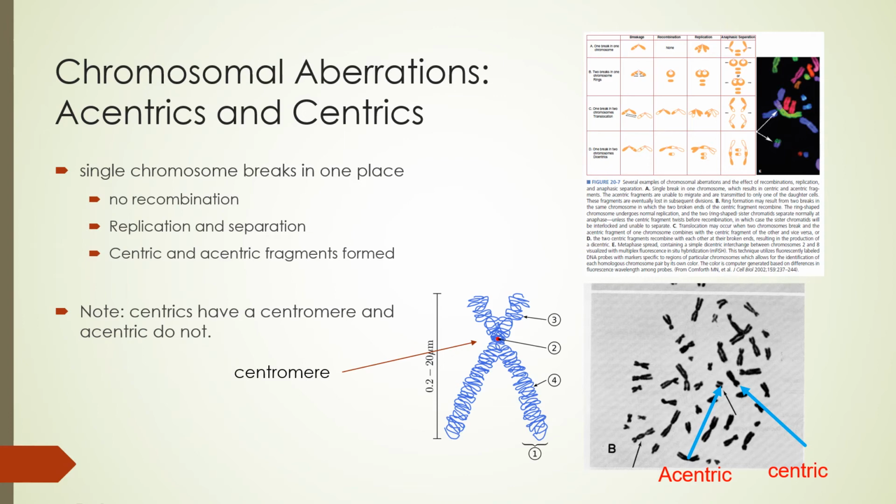Row A shows a chromosome break. There is no recombination, so after replication and separation, centric and eccentric fragments are formed. Centric and eccentric fragments are shown in the bottom picture after irradiation of human leukocytes. Centrics have a centromere and eccentrics do not.